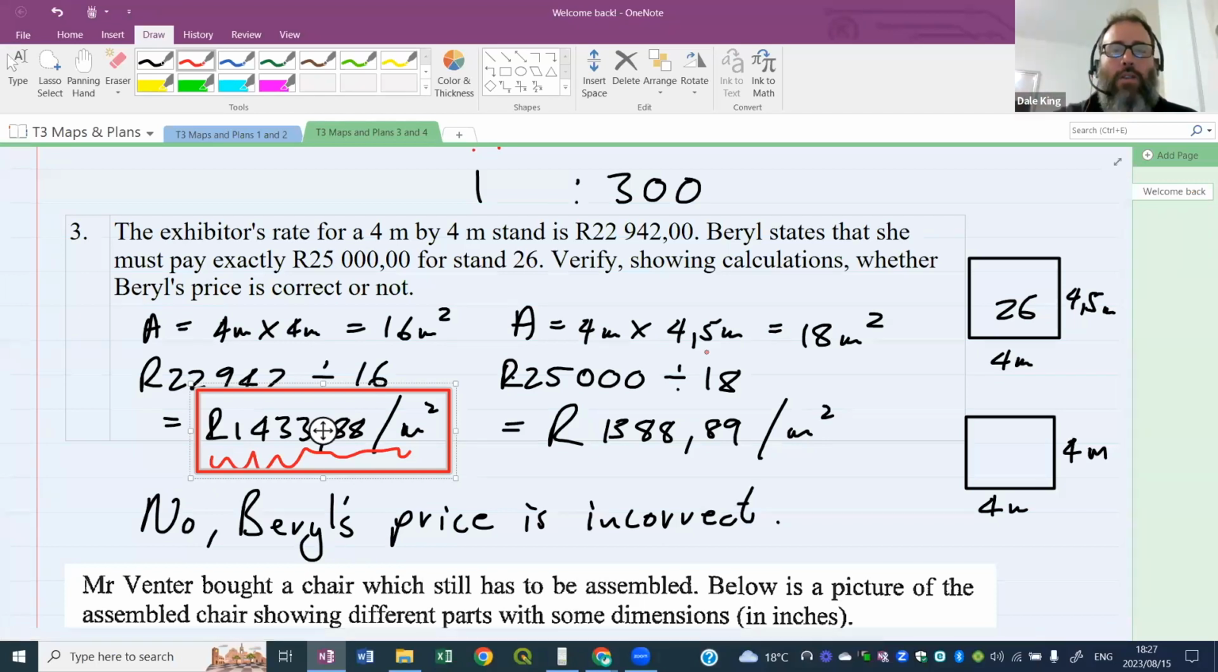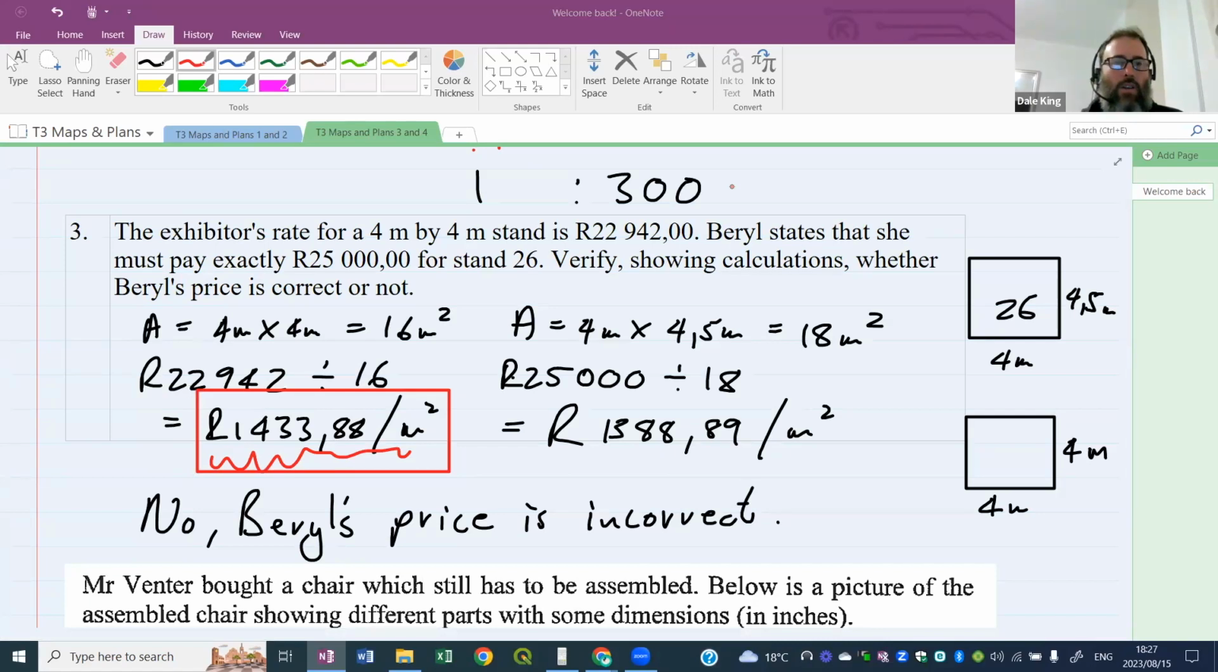Then if you multiply this by 18, you should get 25,000. So Fatima worked it out and got a value much higher than 25,000. It was 25,909, I think. So she took this per square meter price, multiplied by 18, and obviously that's not correct. So you could do it that way as well.